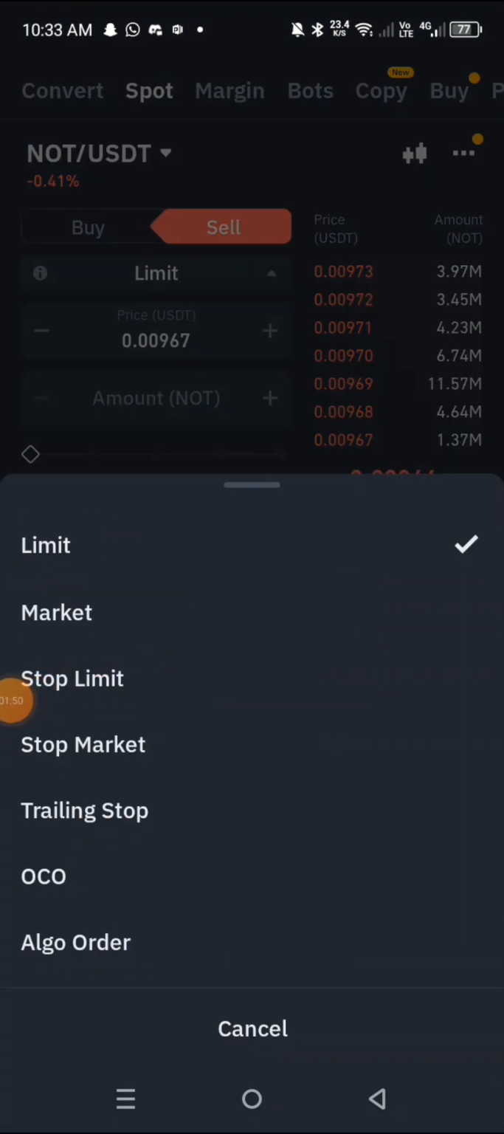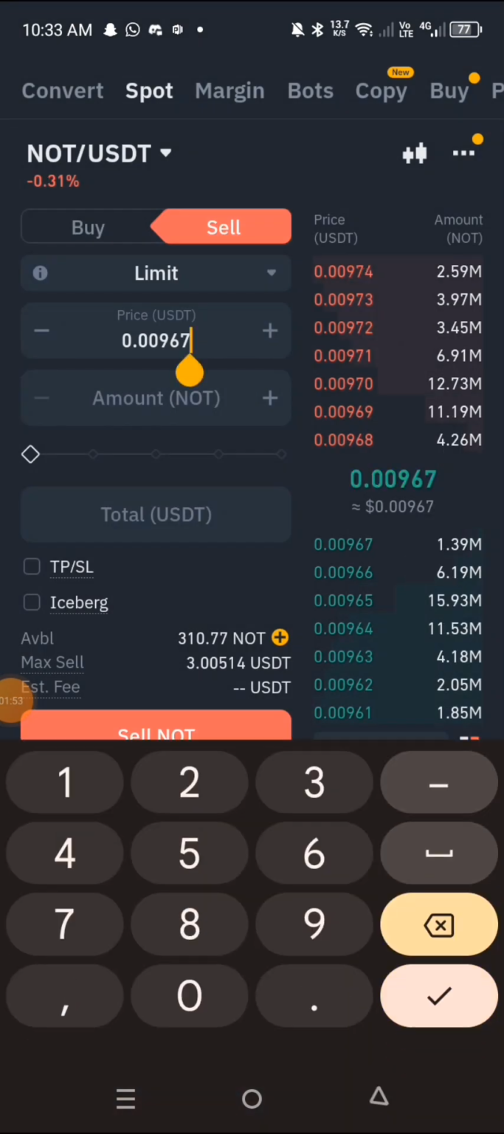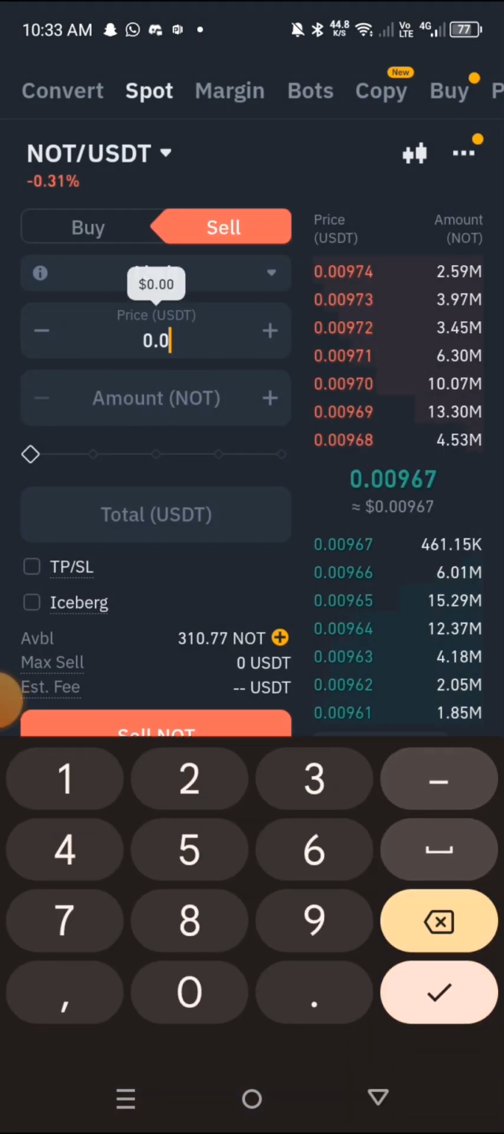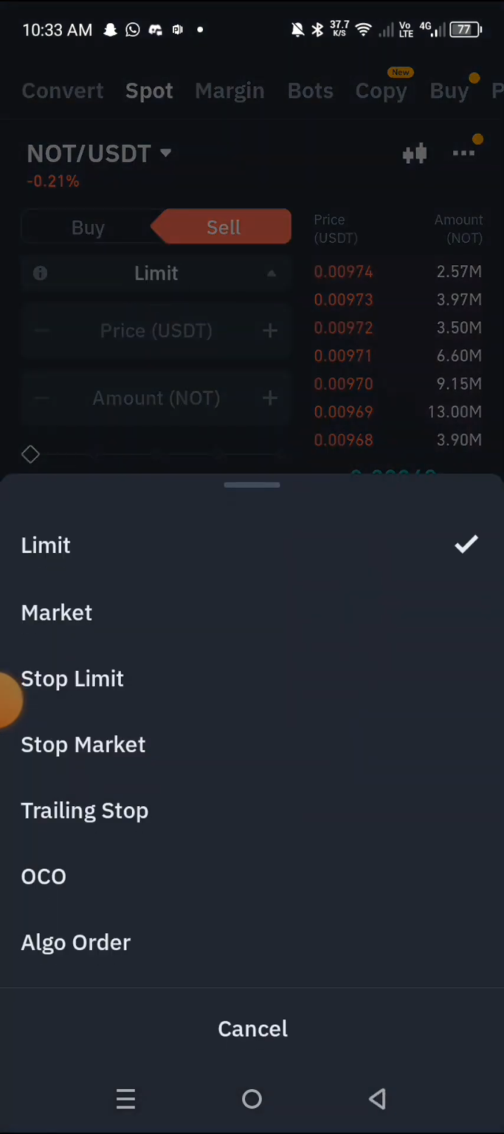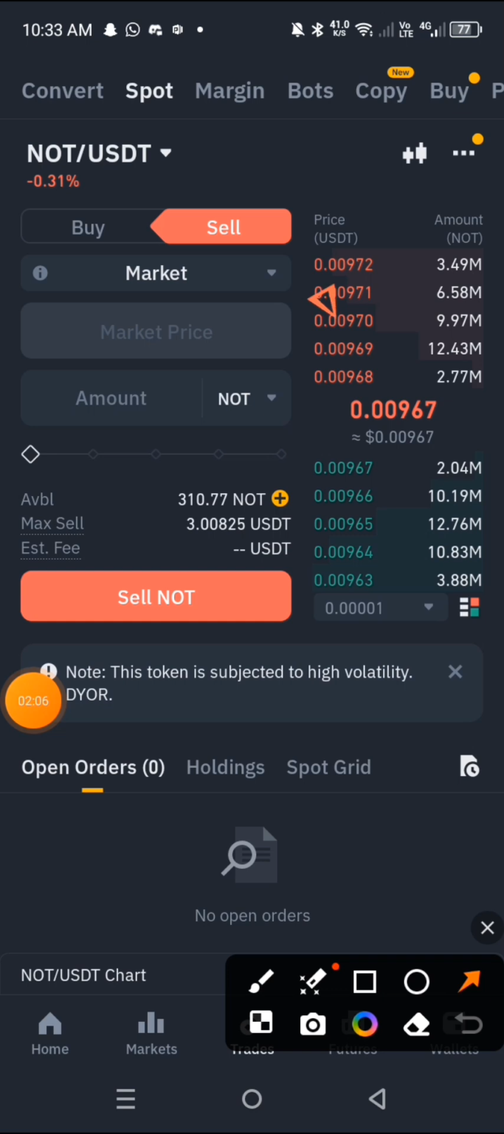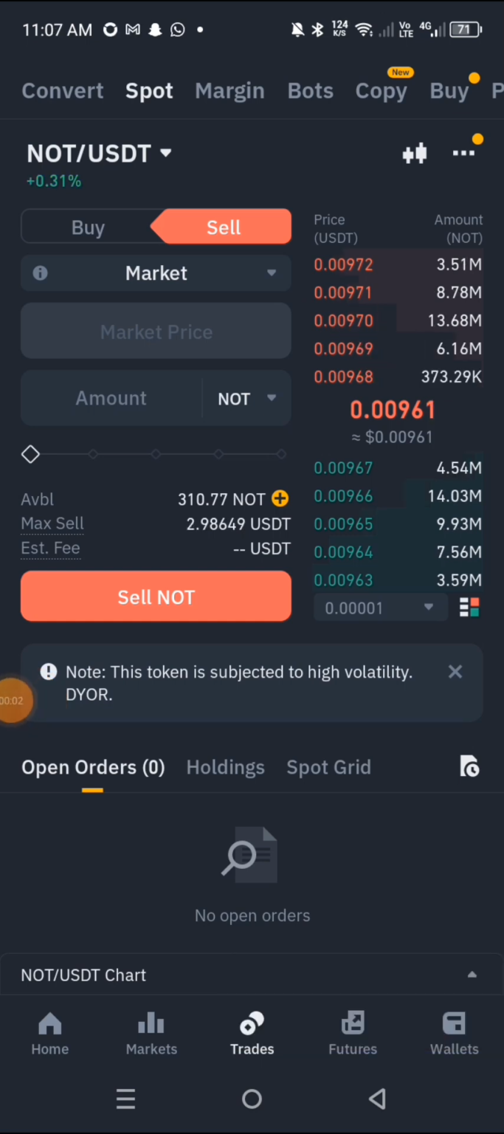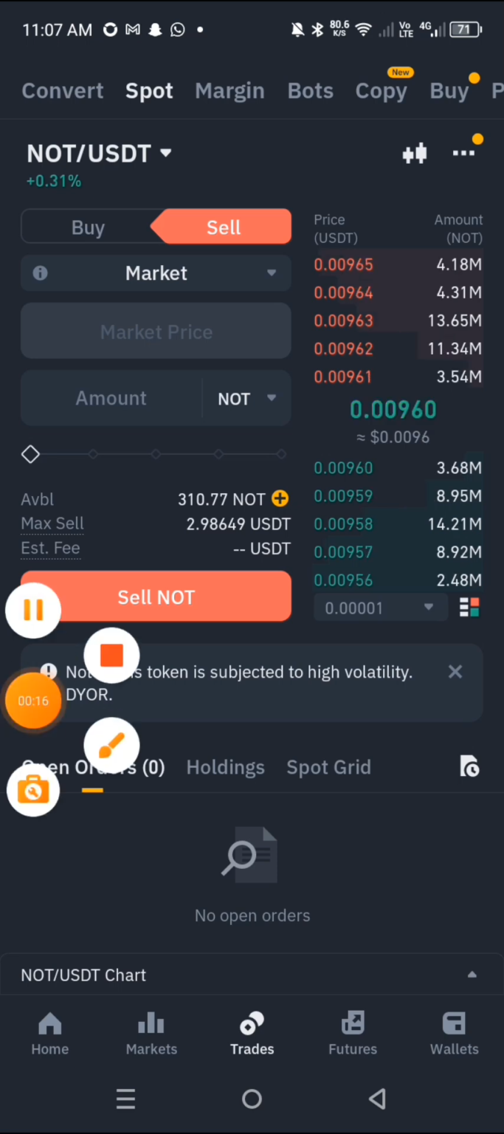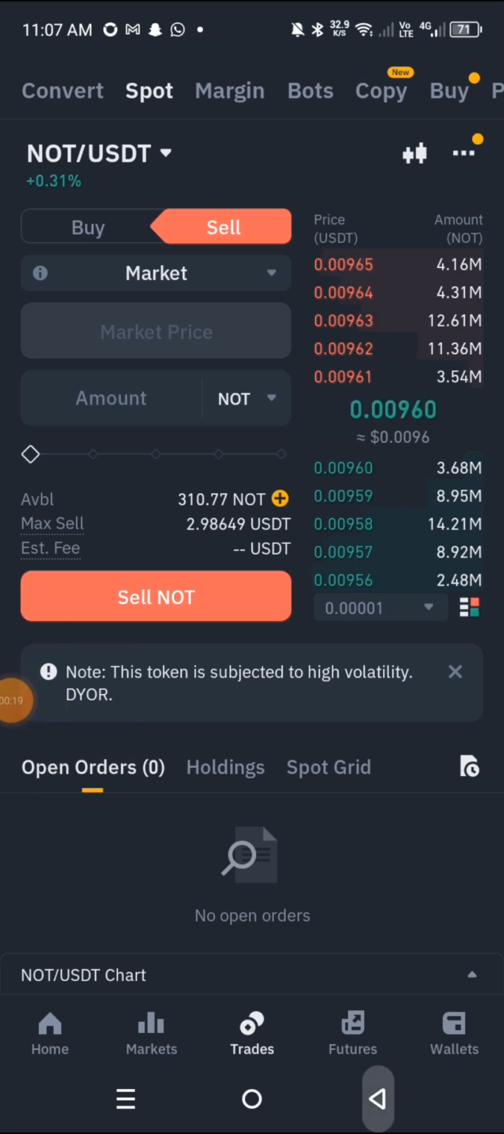So you have to again select your price at which you want to sell your DOGS token, and this is the market option where you can sell your DOGS token at the market price. So I am again telling you that you have to do this with DOGS coin, and I took Not USDT as an example. The trading section will be open before listing, so you have to do all these things with DOGS coin. Hope you understand.